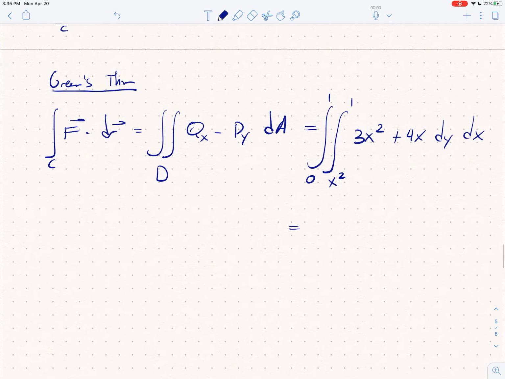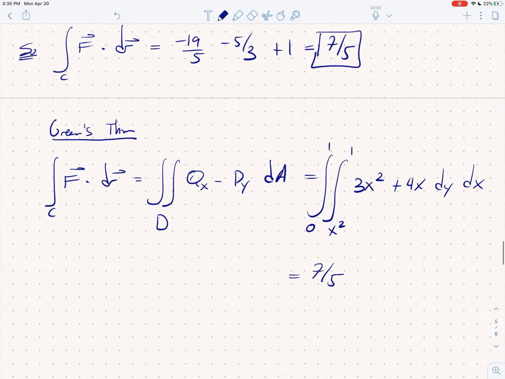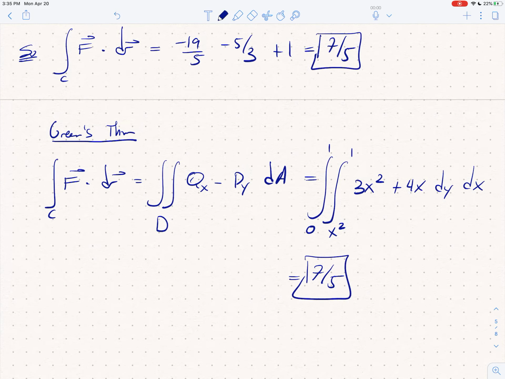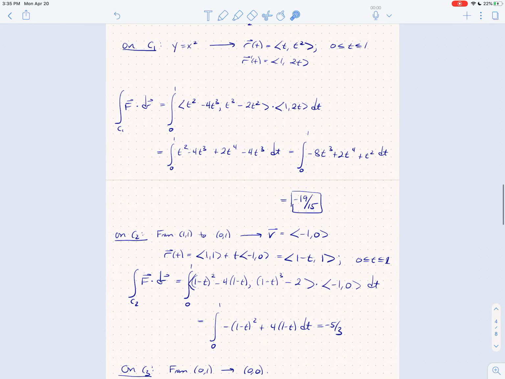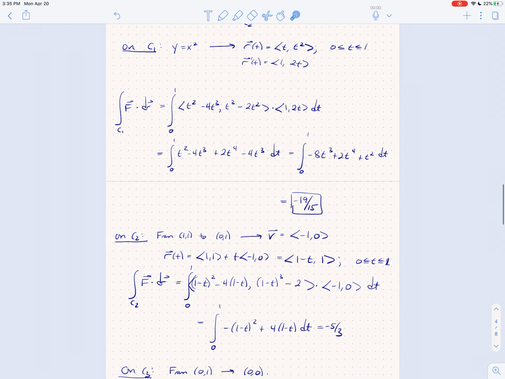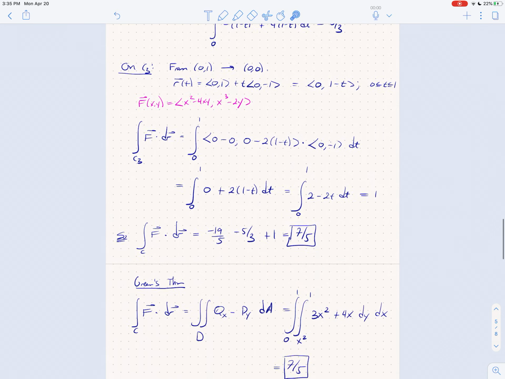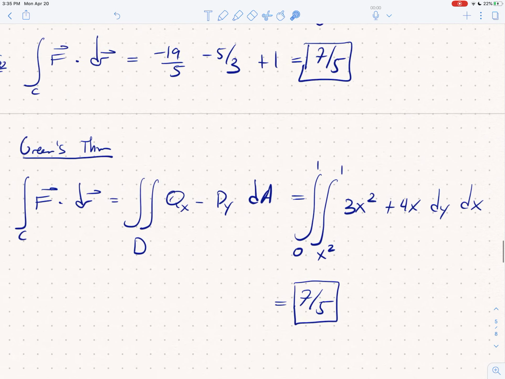I'm not going to actually evaluate this with you just for time's sake, but please pause the video and work it out. You know what you're going to get. You're going to get 7 fifths. And so even though we might not like setting up double integrals, at this point the double integral was really straightforward. The bounds were clean, and the integrand is super nice. There's really not much to this problem using Green's theorem, whereas it took a full page, actually more than a page of scratch work to work it out directly. So Green's theorem is definitely your friend.